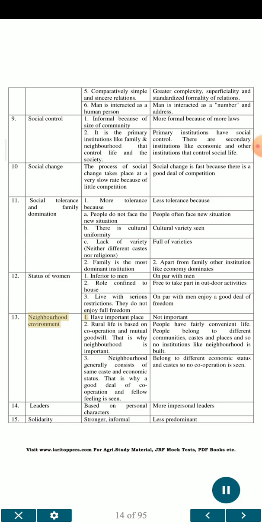13. Neighborhood environment. 1. In rural areas, neighborhood has an important place; in urban areas, it is not important. 2. Rural life is based on cooperation and mutual goodwill. That is why neighborhood is important, and people have a fairly convenient life. In urban areas, people belong to different communities, castes and places, and so no institution like neighborhood is built.